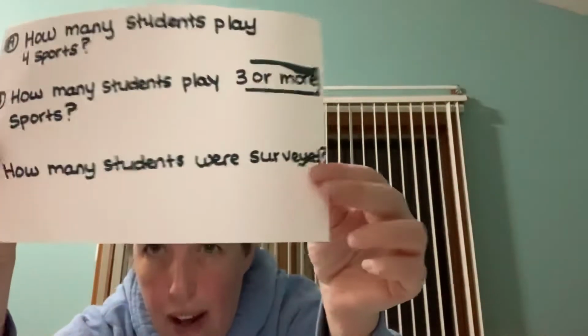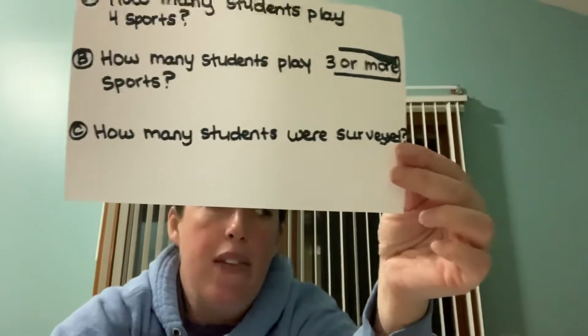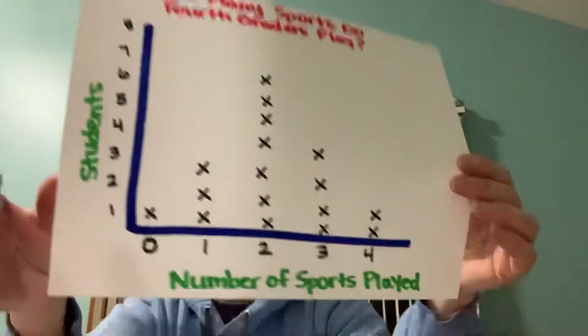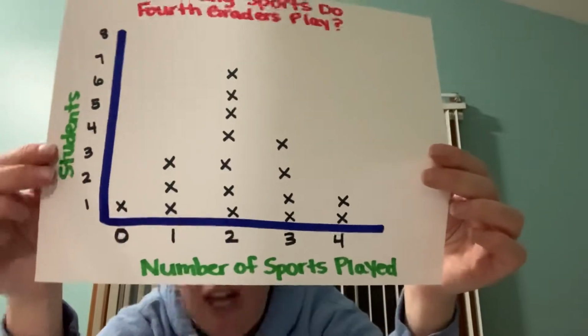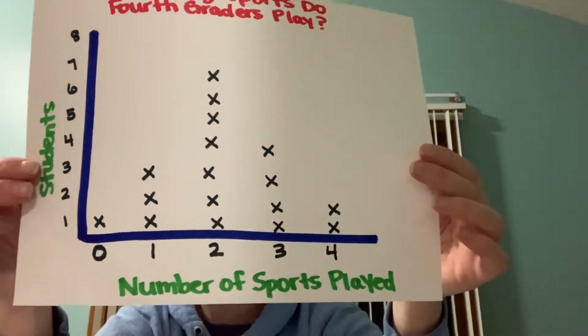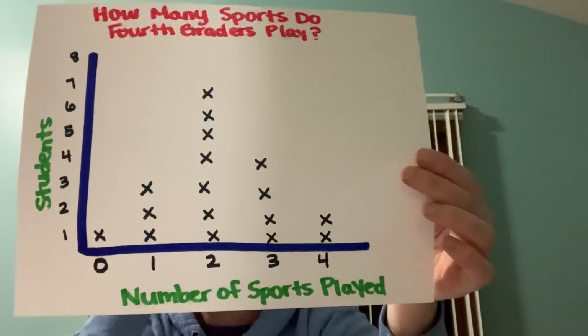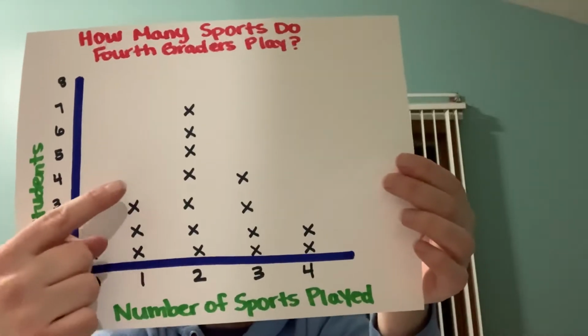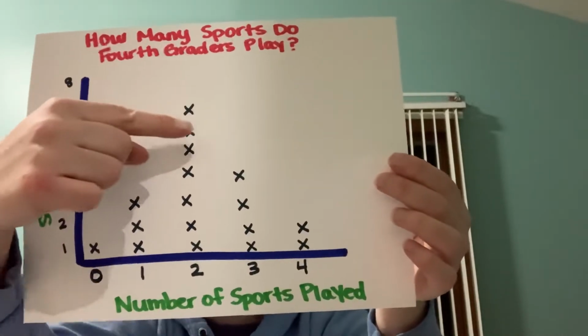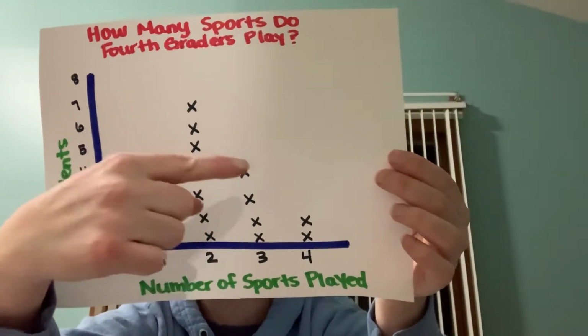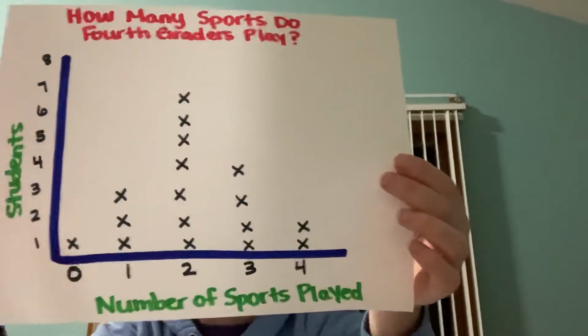Okay, and then last says, how many students were surveyed? This is a very common question. They want you to look at the total number of votes or students or tallies. So to answer that, I'm just going to simply count all of the X's, since each X represents a student. So I had 1, 2, 3, 4, 5, 6, 7, 8, 9, 10, 11, 12, 13, 14, 15, 16, 17 students were surveyed.